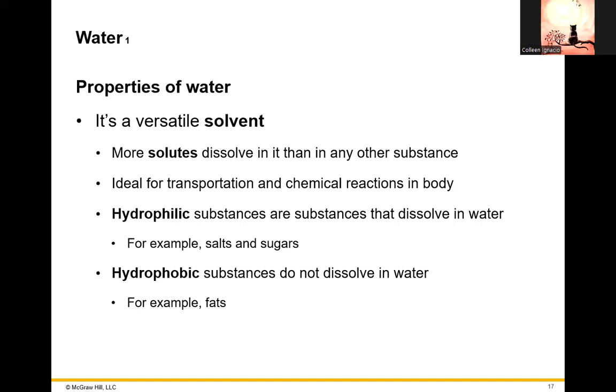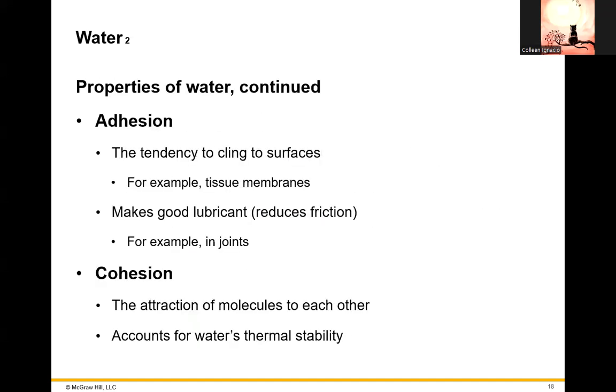So when we think about the unique properties of water, we think about adhesion and cohesion. Adhesion is the tendency to cling to surfaces. We use tissue membranes as an example. And it's important because it makes a good lubricant because it reduces friction. An example of that is in the joints. You don't want to have a lot of friction in the joints because then the patient will be experiencing pain.